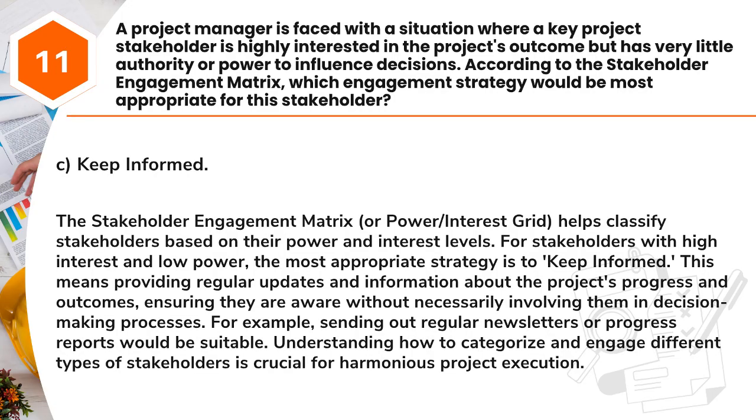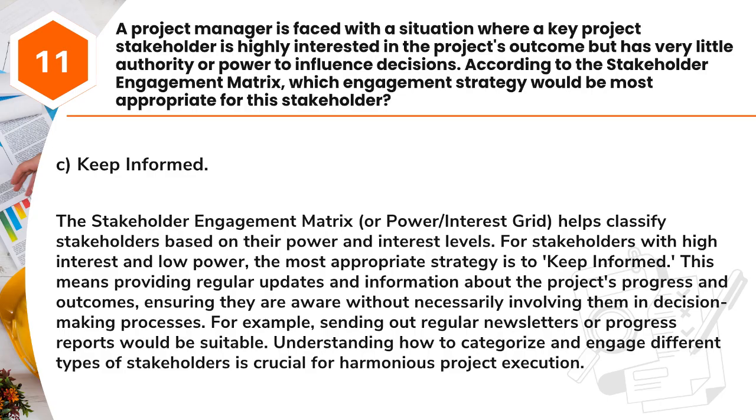Answer: C. Keep informed. The stakeholder engagement matrix, or power/interest grid, helps classify stakeholders based on their power and interest levels. For stakeholders with high interest and low power, the most appropriate strategy is to keep informed. This means providing regular updates and information about the project's progress and outcomes, ensuring they are aware without necessarily involving them in decision-making processes. For example, sending out regular newsletters or progress reports would be suitable.